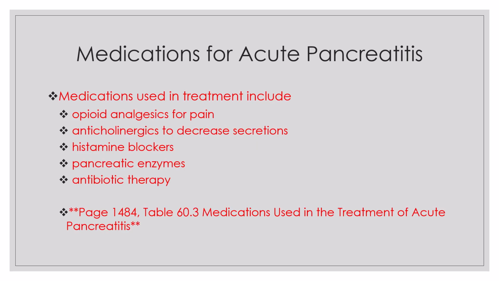So, some medications for acute pancreatitis. Medications that are used for treatment will include opioids for pain, anticholinergics to decrease secretions, histamine blockers, pancreatic enzymes, and then antibiotic therapy. So on page 1484, table 60.3, medications used in the treatment of acute pancreatitis. Ladies and gentlemen, please listen up, and then listen up one more time. Please know that table.